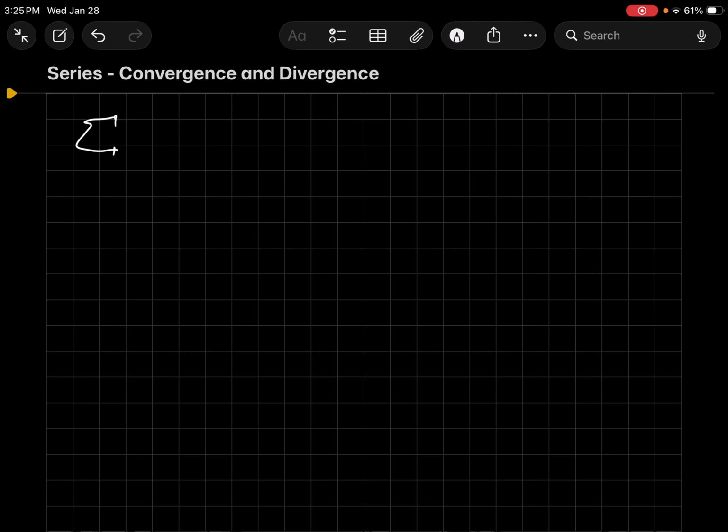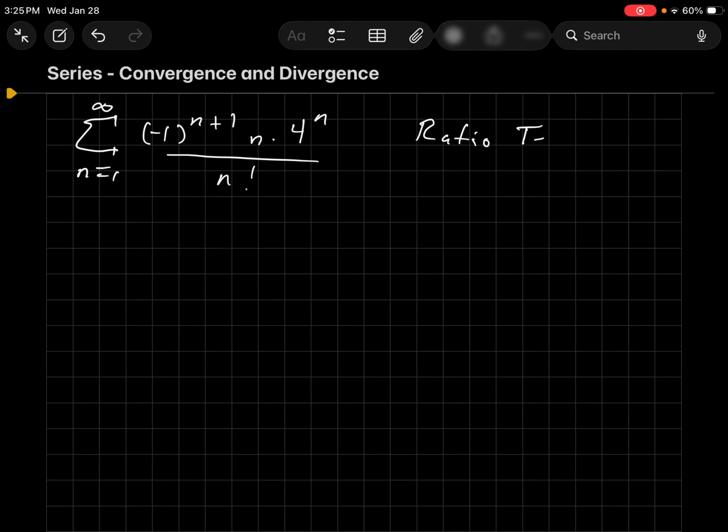So let's take a look at our first series. Let's do n equals 1 to infinity of negative 1 to the n plus 1, n times 4 to the n over n factorial. Which test do you think we should use and why? Well, this is the ratio test. My biggest clue is that there is a factorial in my problem. That's almost always a clue to do the ratio test, or at least that the ratio test will work.